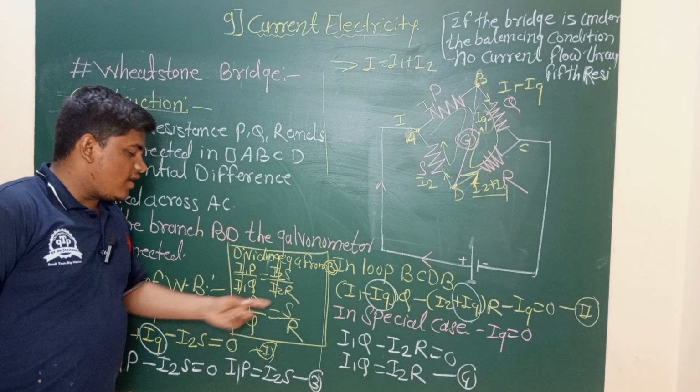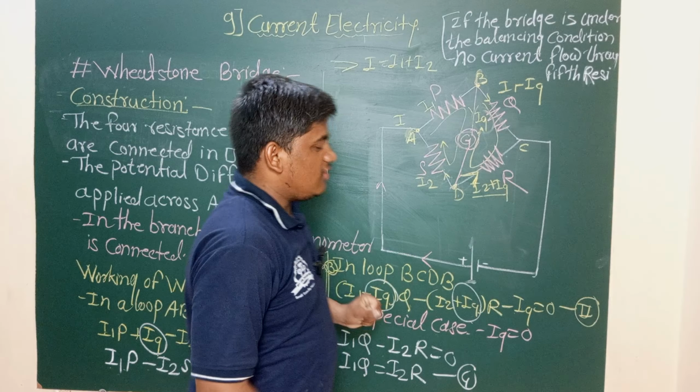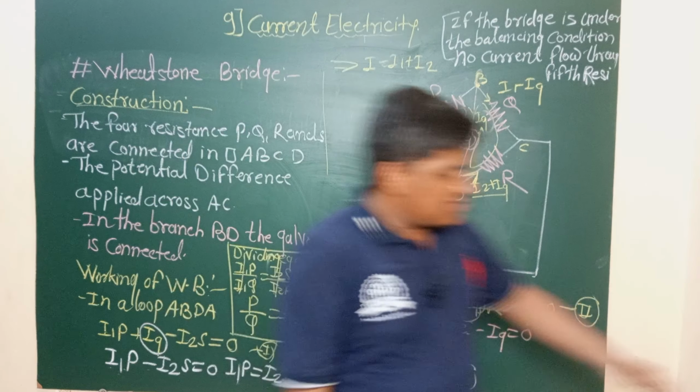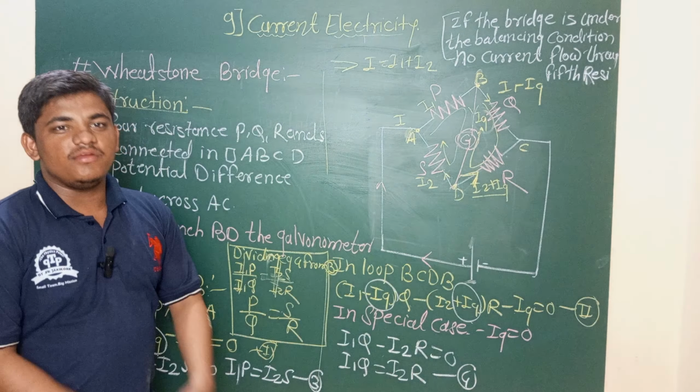These four resistors P, Q, S and R are connected in a Wheatstone bridge. Thank you. In the next lectures, we will discuss the applications of the Wheatstone bridge, such as the meter bridge.